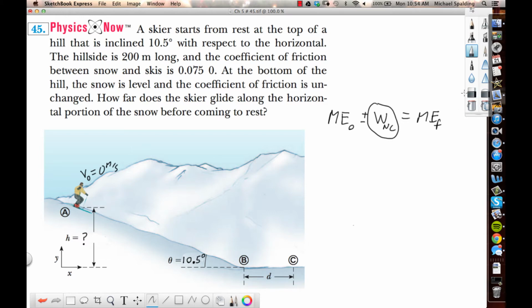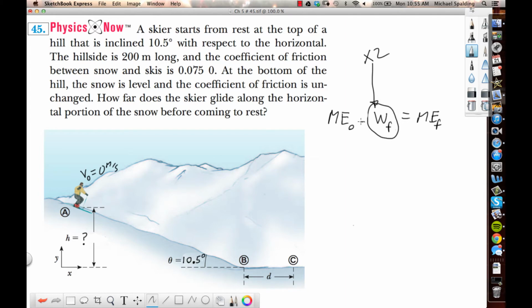So here's the deal. This work non-conservative, let's just call it what it is. It's going to be the work of friction, but it's going to be two parts. Why two parts? Well, the friction on the hill and the friction on the flat part, same or different? Different. So it's two different frictions. Does that make sense? Okay. And is it going to be plus or minus? It's going to be minus. Friction is never going to add mechanical energy. It's going to be minus.